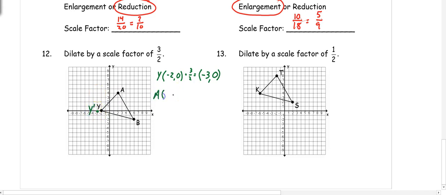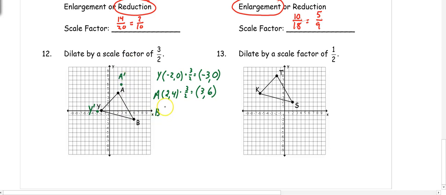Our a coordinate is 2, 4, and we're going to multiply by 3 over 2. So 2 times 3 over 2 is going to be 2 times 3, which is 6, divided by 2 is 3, and 3 over 2 times 4 gets us 6. So we're going to go to 3, 6, and this is our a prime.